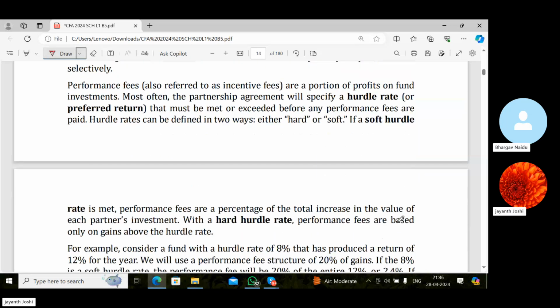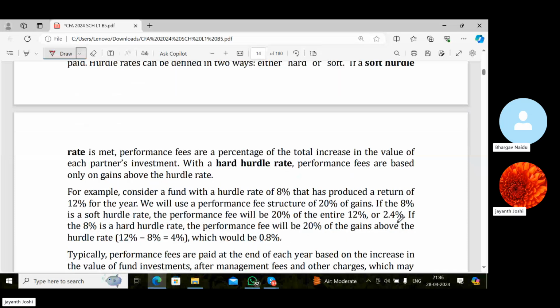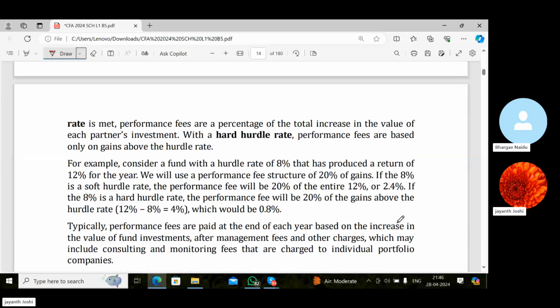Performance fees are a portion of profits on fund investments. Most often the partnership agreement will specify a hurdle rate, that is, the minimum rate we want. It can be hard or soft. If a soft hurdle rate is met, performance fees are a percentage of the total increase in the value of each partner's investment. With a hard hurdle rate, performance fees are based only on gains above the hurdle rate.